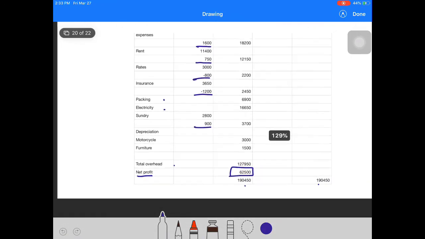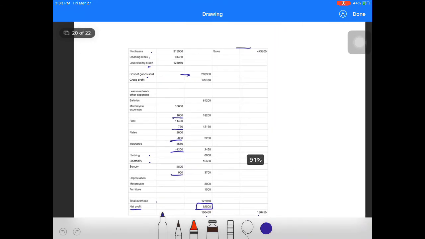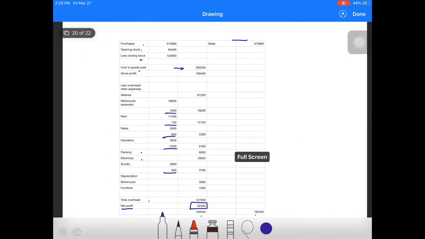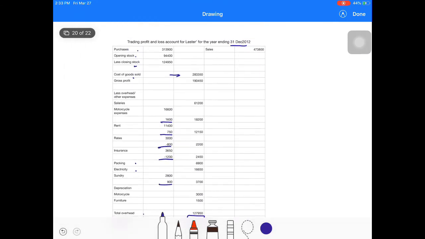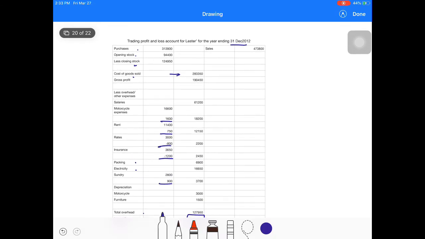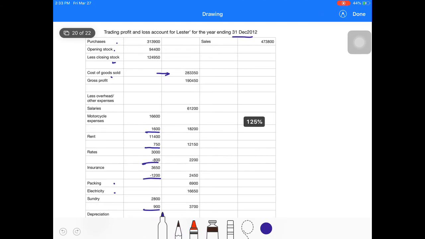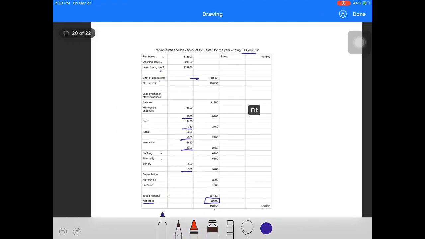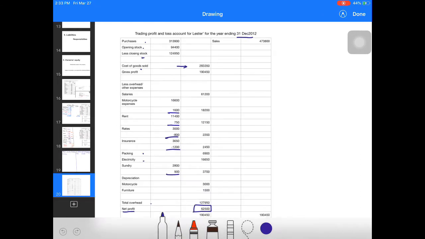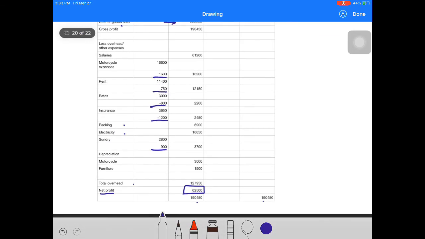So this is the format, or this is the trading profit and loss account for Listers for the year ending 31st December 2012. From this we found out the total net profit of the business.